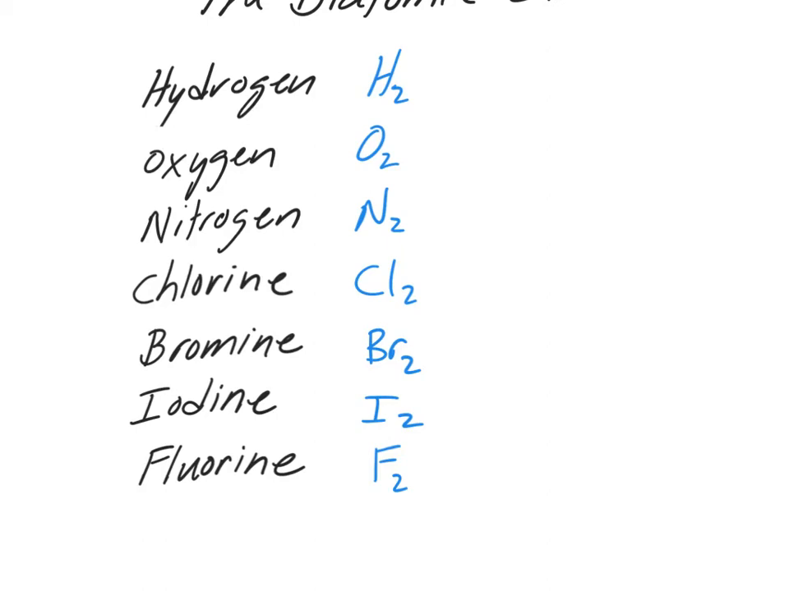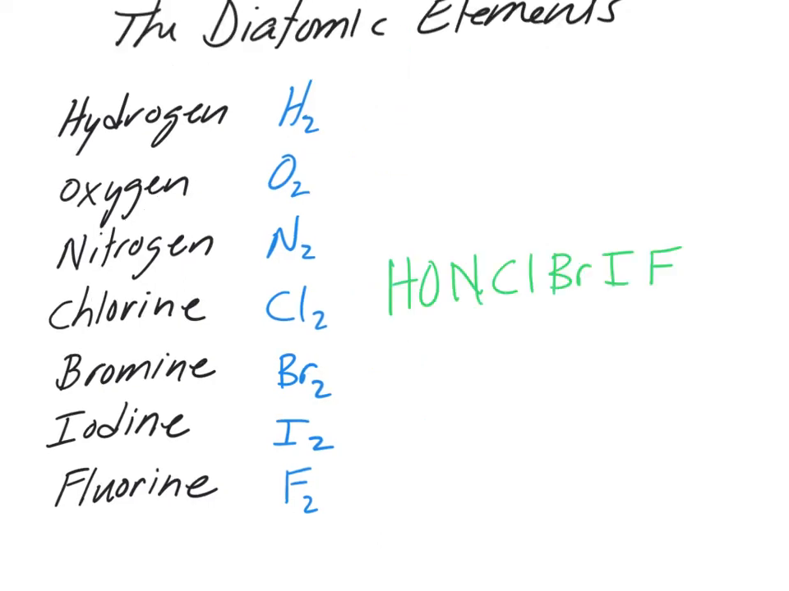But I'm going to tell you, the first one is the one that I learned when I was in high school. And this is how I've memorized these. I call these the Hankel-Briff elements. Hankel-Briff: hydrogen, oxygen, nitrogen, chlorine, bromine, iodine, fluorine. That is one way you can memorize this.